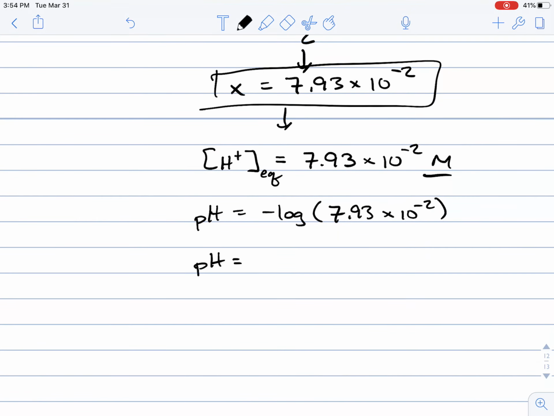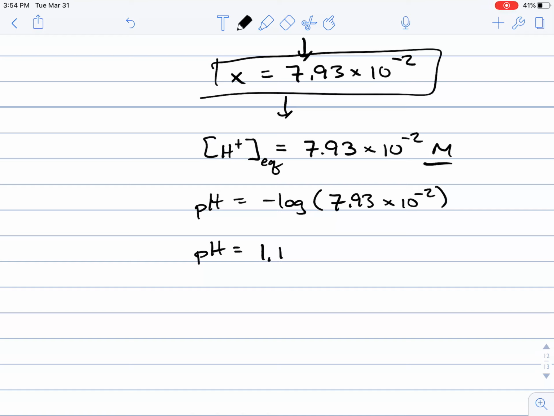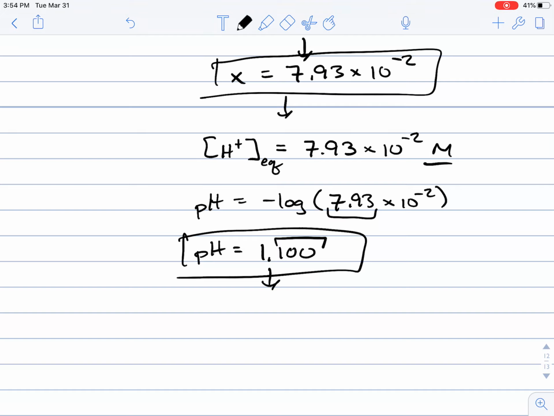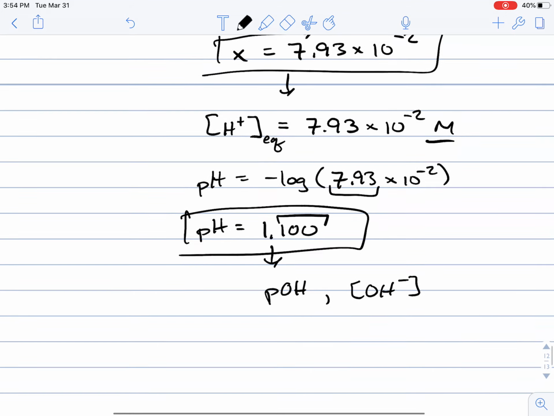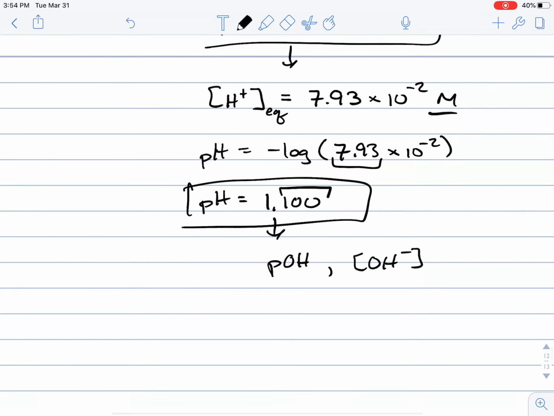And therefore the pH is going to be 1.100. And so there's 3 sig figs, 3 decimal places. So this is our answer. So looking at our values, we can already tell that this solution is going to be very acidic. From this point on, you guys should be able to calculate the pOH. You should be able to calculate the concentration of OH. And based on the Ka value that is given to you, try practicing how to calculate pKa, Kb, and pKb.